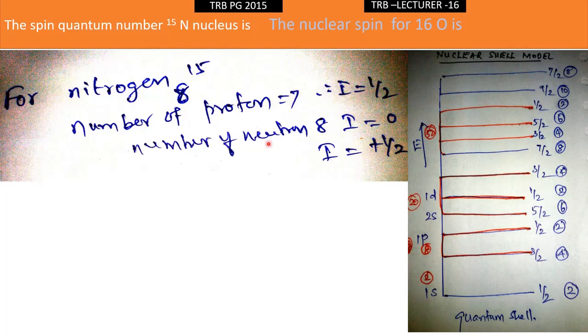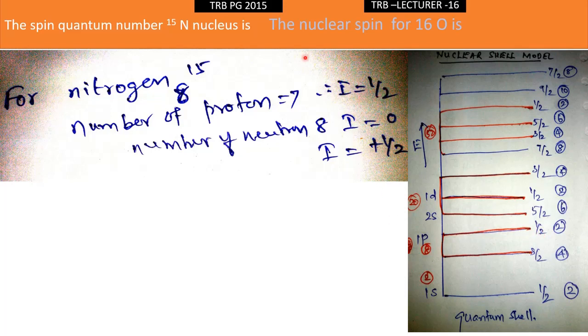How can you calculate the value? So first 2 protons, 2. Otherwise, you can simply say 6 protons in these 2 shells and the 7th goes to this one. So 2, then 4, 6. Here 1, 7. What is the I value here? Half. So I is equal to half.